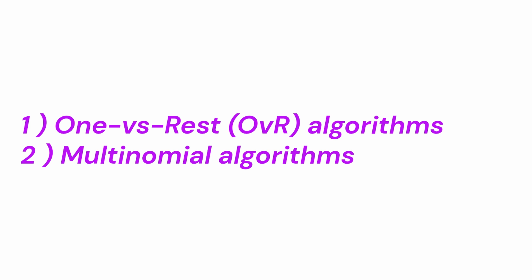Training a multiclass classification model. To train a multiclass classification model, we need to use an algorithm to fit the training data to a function that calculates a probability value for each possible class. There are two kinds of algorithm you can use to do this: one vs rest, OVR, algorithms, and multinomial algorithms.